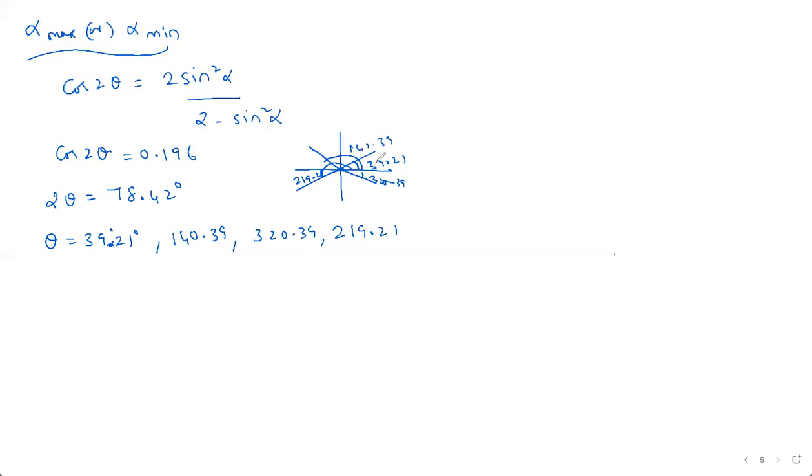140.39. So this way you're going to get all the 4 values. Fine. And here also the total angles. Now you got theta values, well and good. But what is the question actually? Is it to find out just the theta values?